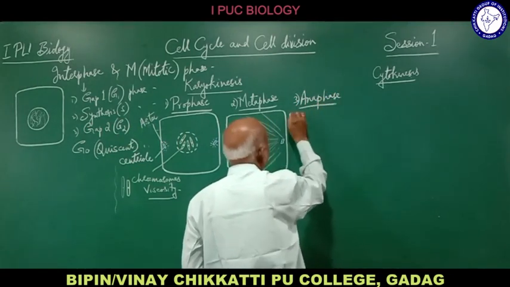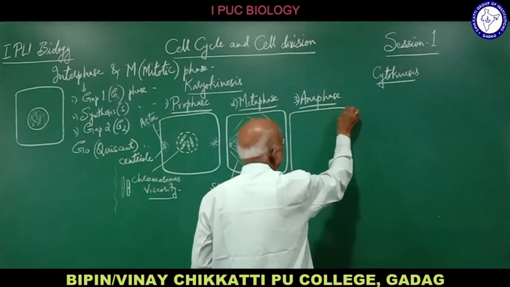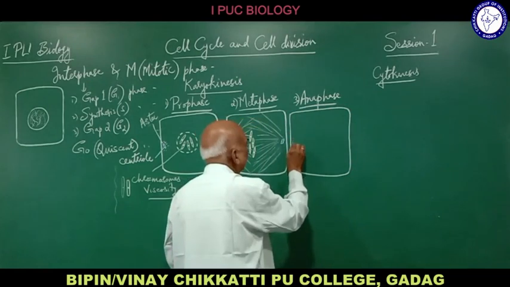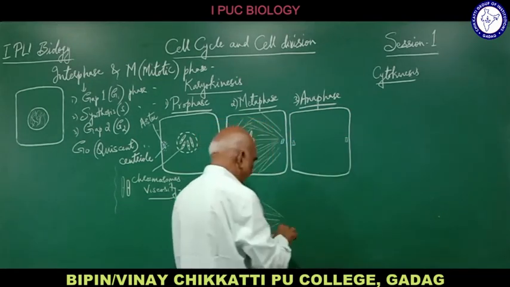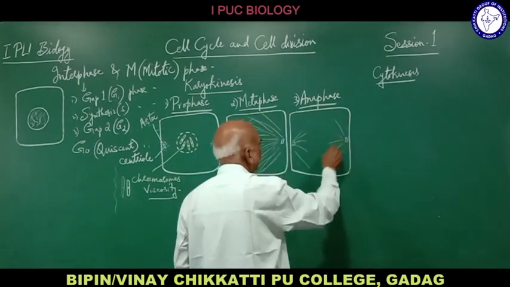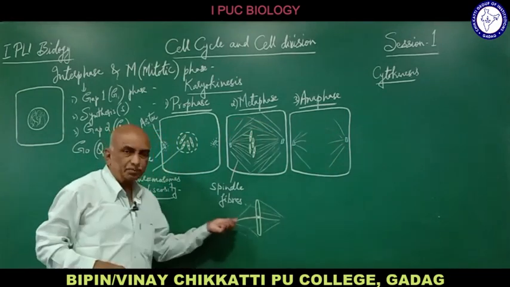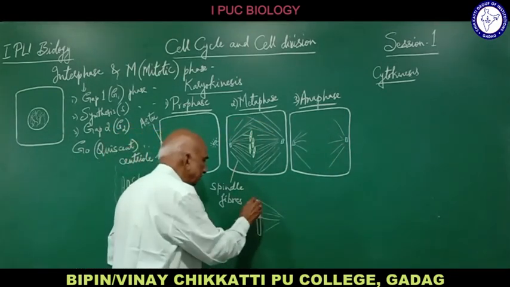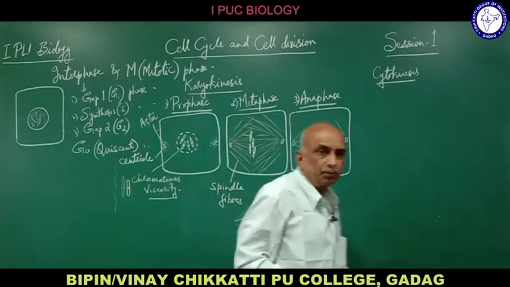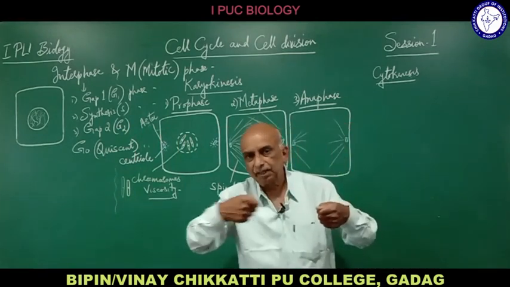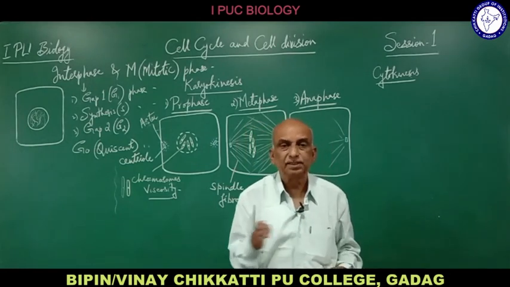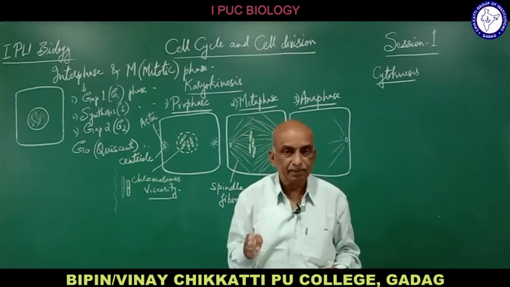So during anaphase, what happens? The centromeres have pulled the chromosomes in all directions. When the chromosomes are pulled, they are split longitudinally. Whenever the chromosome is pulled this way or that way, the movement of the chromosome takes place, and they appear to be present in the equatorial plane.